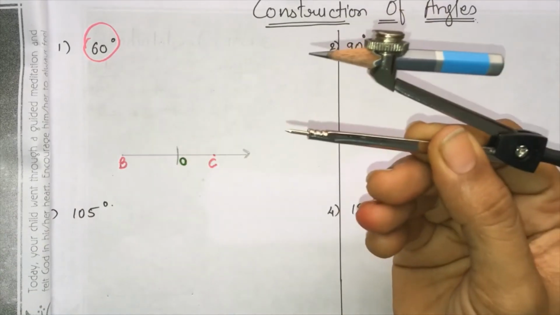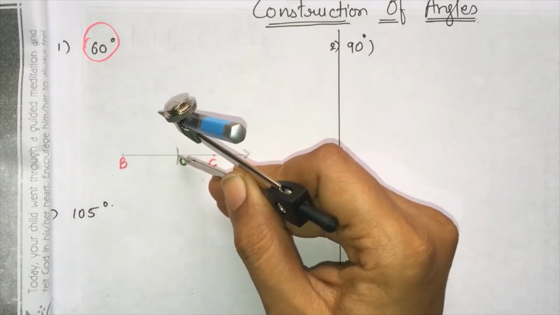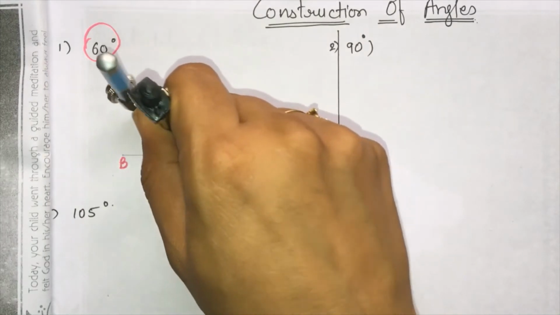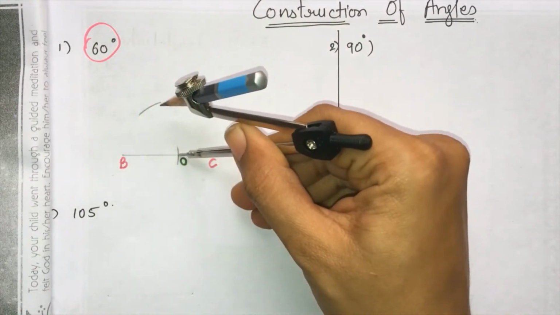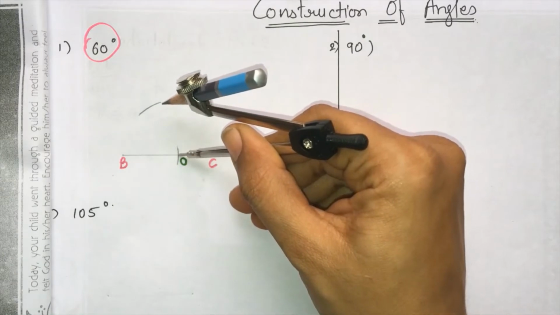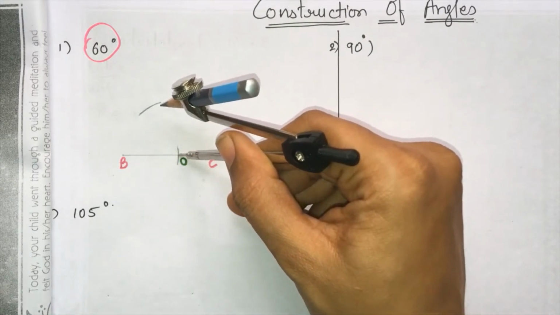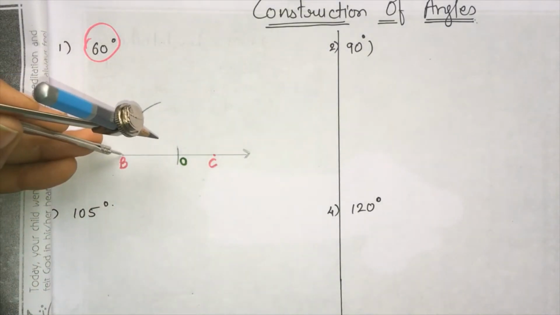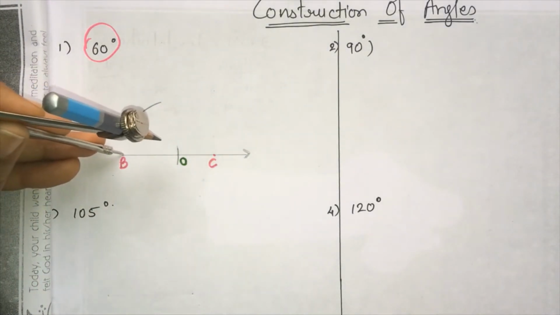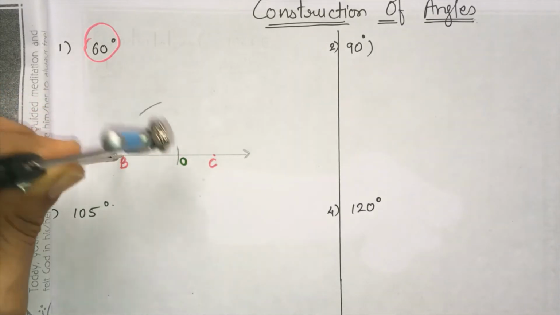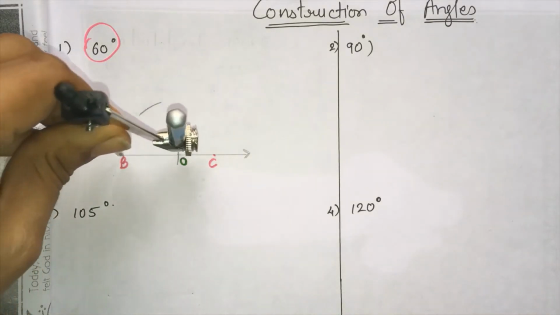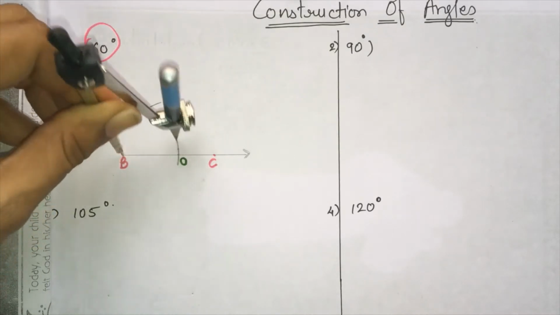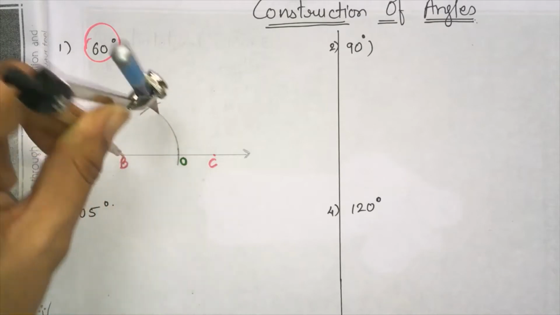Next, with the same radius, taking O as center, I will draw another arc. So this is my second arc. Okay. Now again, third step, you are going to take B as the center, and this previous arc, the first arc you have drawn, you are going to extend like this.